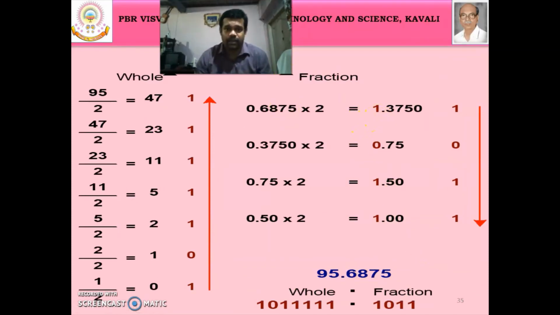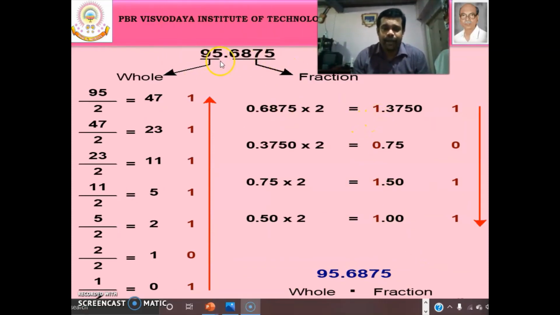Next, a similar problem like that, 95.6875. So we have to convert this decimal number to binary. So similar to the previous problem, we are dividing 95 by 2. That 47 is the quotient and 1 is the remainder. And similarly, then we are dividing 47 by 2. That is 23 as quotient and 1 as remainder. Then 23 by 2, 11 is the quotient and 1 is the remainder. Then 11 by 2, 5 is the quotient and 1 is the remainder. Then 5 by 2, 2 is the quotient and 1 is the remainder. Then 2 by 2, 1 is the quotient and 0 is the remainder.